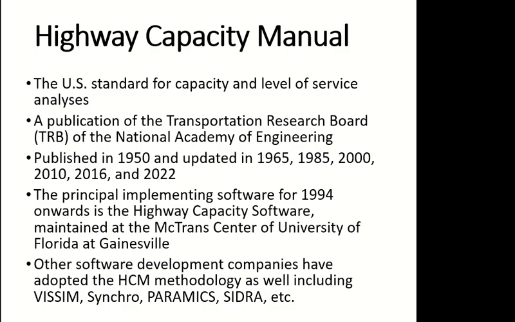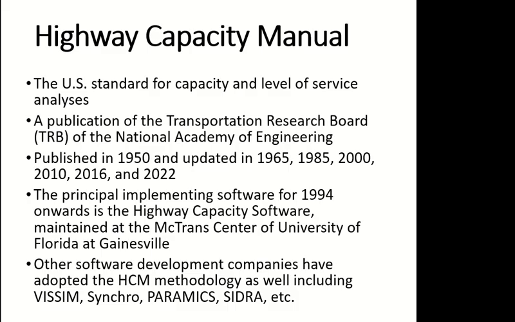Okay, for all these highways, we have a manual to calculate their capacity and level of service. That manual is called the Highway Capacity Manual. This manual is published by TRB, the Transportation Research Board. It's an academic board. They do research and they publish things, books and conferences and so on, and they work under the National Academy of Engineering.